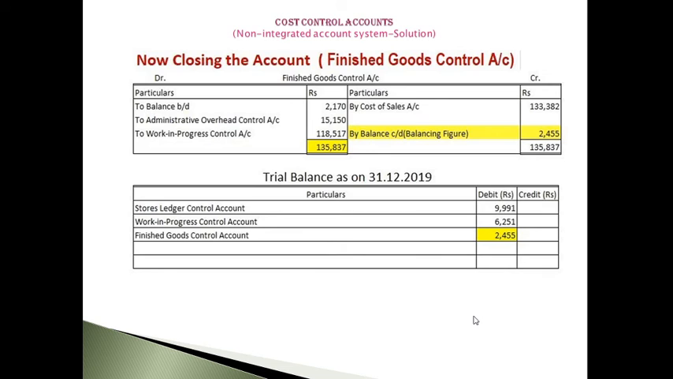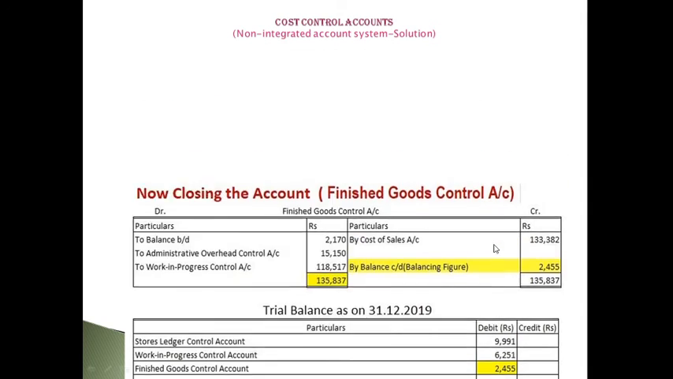Next, to close the finished goods control account. In the finished goods control account, the debit side is more, it is total rupees 135,837, and there is a balance on the credit side, balance c/d 2,455. It is also to be put on the trial balance as finished goods control account 2,455.